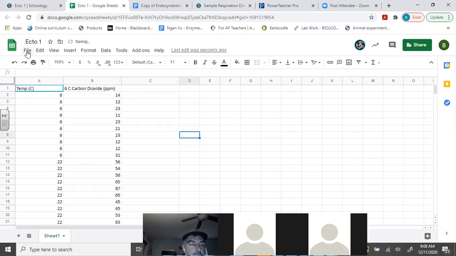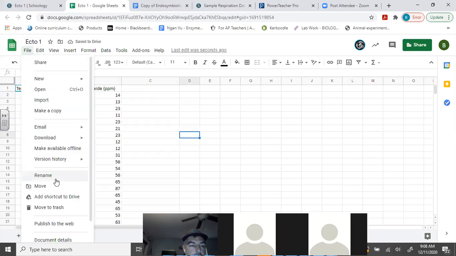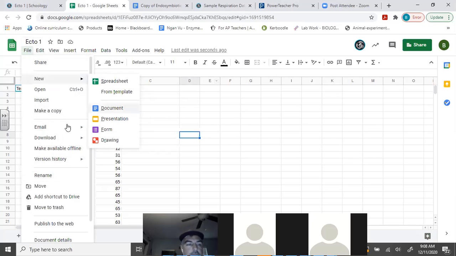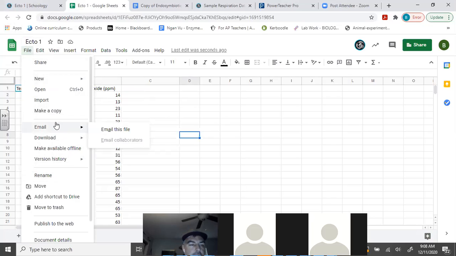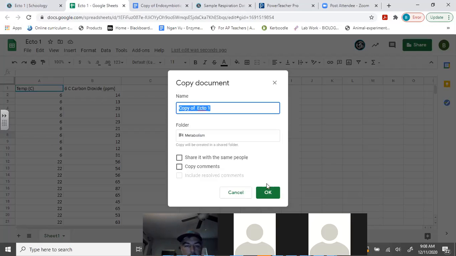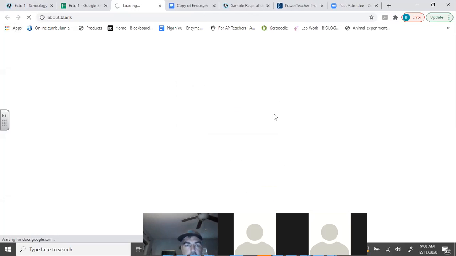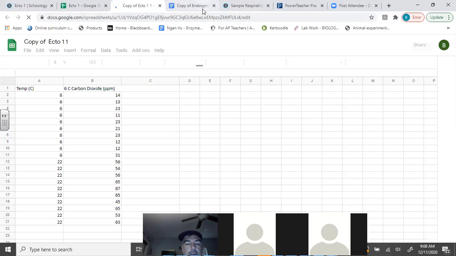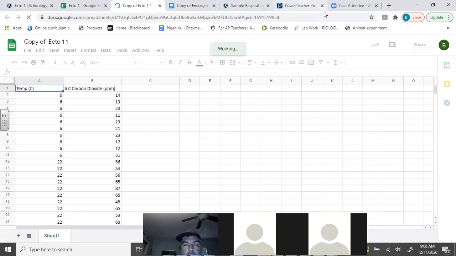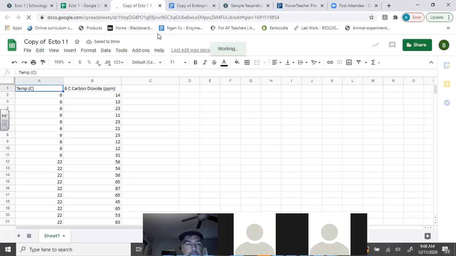I'm going to save this file. Oh, I got it in a Google Doc. So let me make a copy. Copy Ecto 1, so it doesn't overwrite your other copies. Now I'm going to go to Data Classroom.